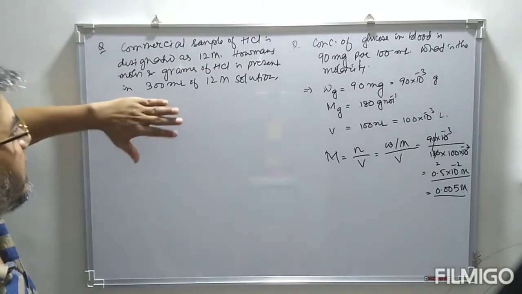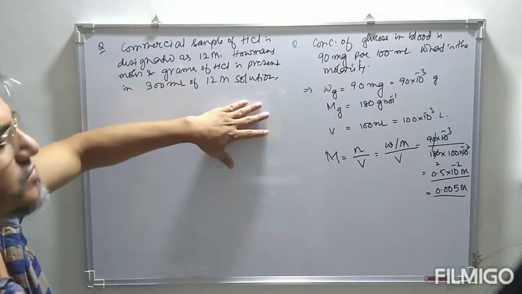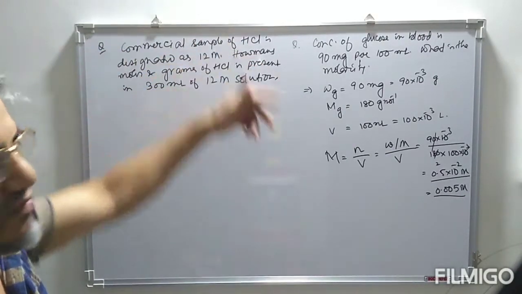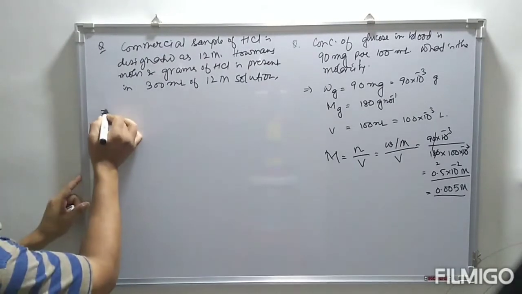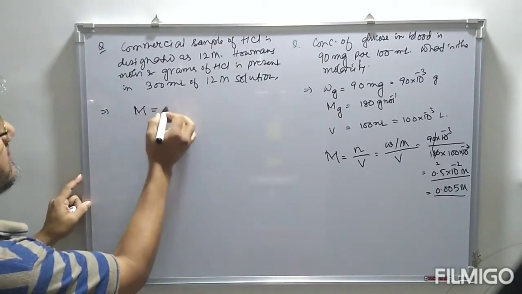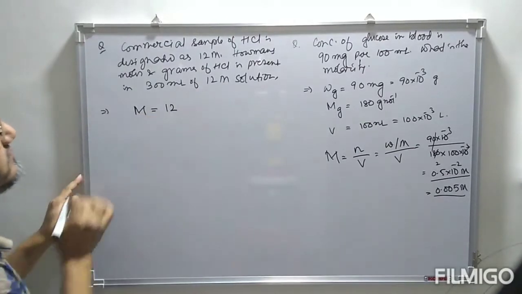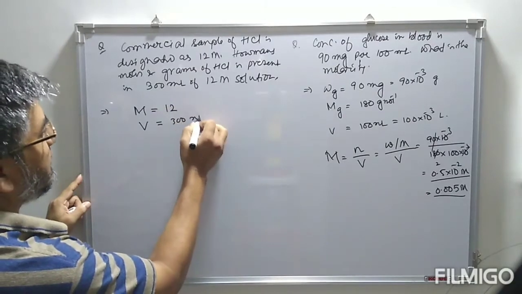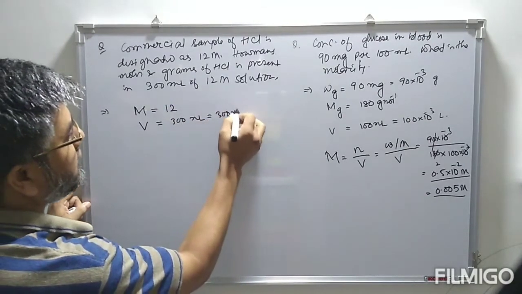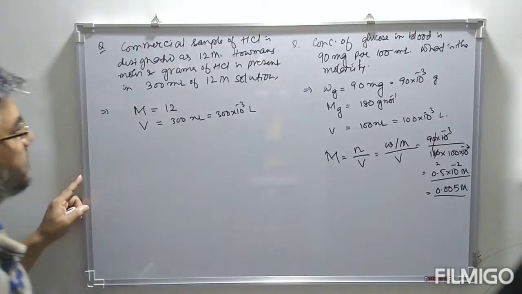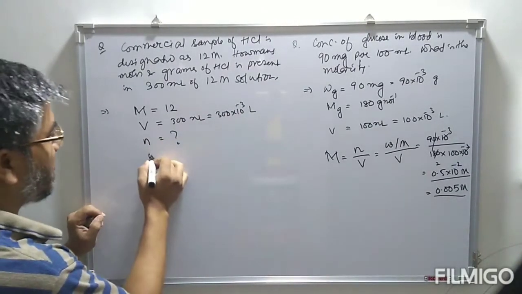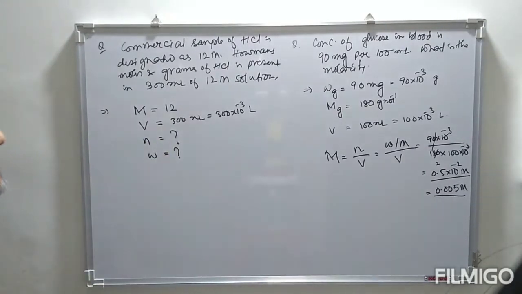Now the question says, in 300 ml of this 12 molar solution, how many moles of HCl are present and how many grams of HCl are present? So the question says molarity is 12, volume of solution is given as 300 ml. Now this is 300 into 10 to the power minus 3 liter. The question asks how many moles of HCl and how many grams of HCl are present in this 300 ml.